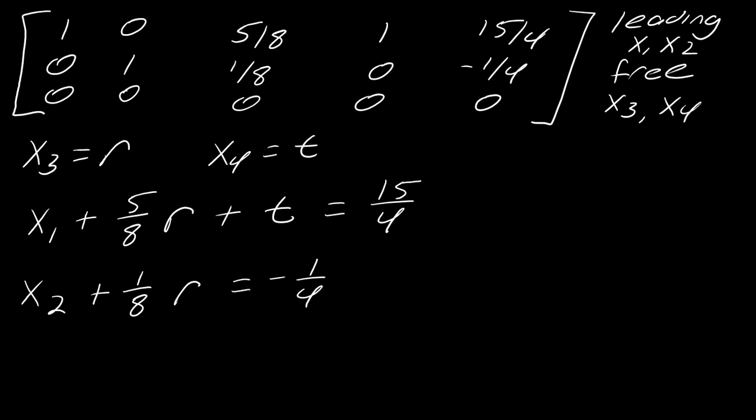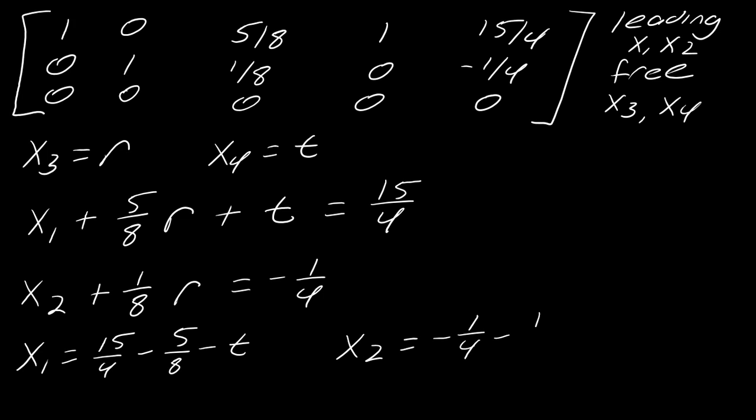Okay, and now it's actually very simple to finish this, right? So this is going to be my x1 equals 15 over 4 minus 5/8 r minus t. Bada bing, bada boom, we're done. And then my x2, I can again really easily see that, so that's minus 1/4 minus 1/8 r. So there you go, now I have my four solutions. Just highlight those. It's the exact same thing.